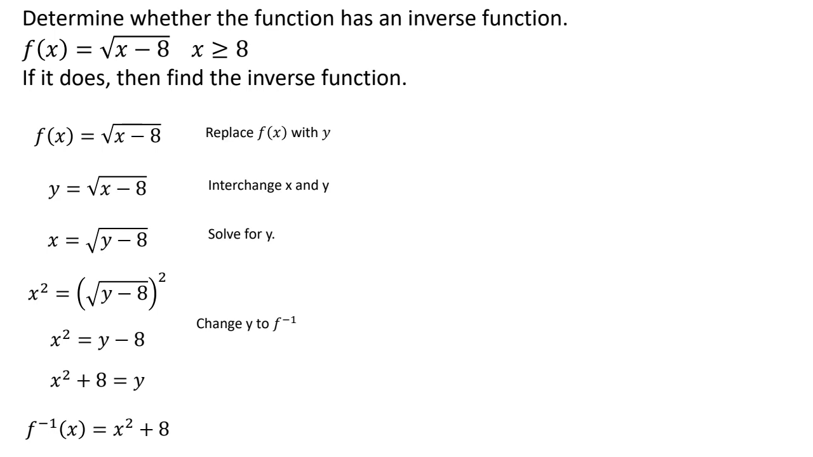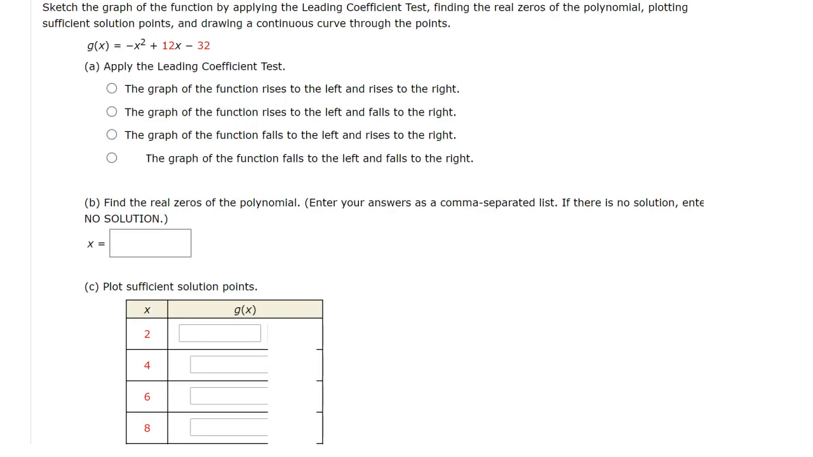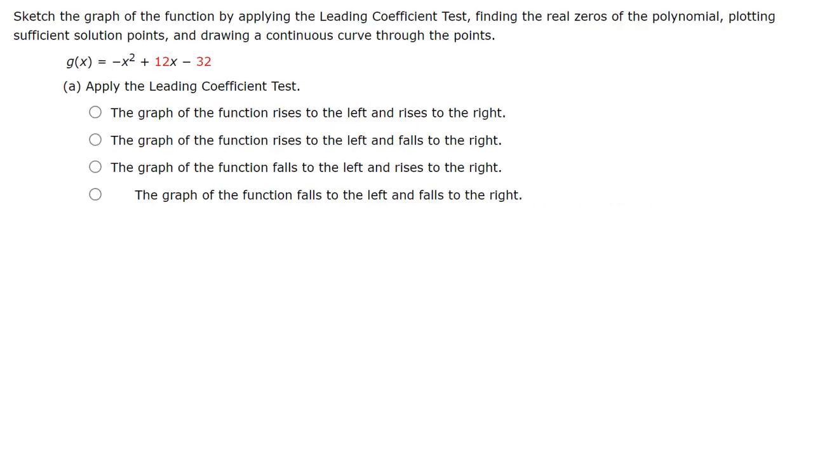Okay, so now we're going to switch a little bit, go into some chapter 2 topics and graphing. One of the first questions here is for us to sketch the graph. We're going to apply the leading coefficient test, find the real zeros, and then graph it. For the leading coefficient test, we look at the leading coefficient, which is the number in front of your x squared term, or the term with the highest degree.